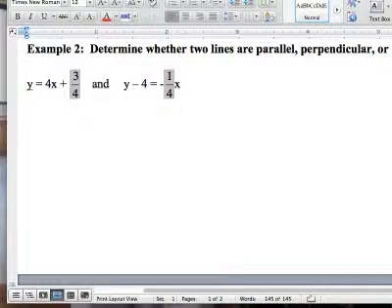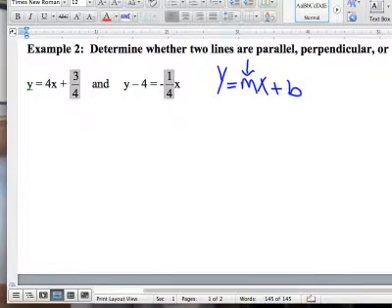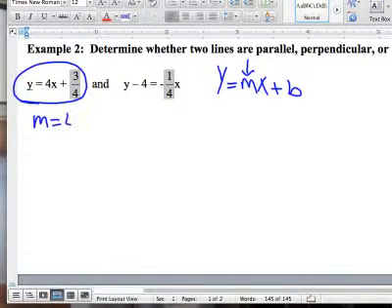Now, in order to be able to know what a slope is, we have to have it in a form that is helpful for us to pull the slope out of. That's y equals mx plus b. So we need to pull the m and compare them. If it's not in slope-intercept form, you got to get it in that form. Okay? The left one, is that one in slope-intercept form? Yes, it is. What is the slope out of this equation? 4. So our slope is 4.